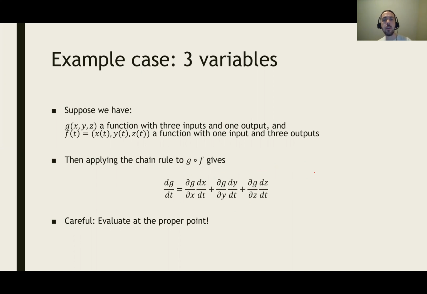And the same kind of formula is true if we have three variables in the middle. So we have one function that takes three inputs and one function that produces three outputs, and we feed the second one into the first. Then the chain rule for g composed with f tells us that the rate of change is equal to the result we get by adding up all of these individual contributions: ∂g/∂x times dx/dt, and so on and so on.